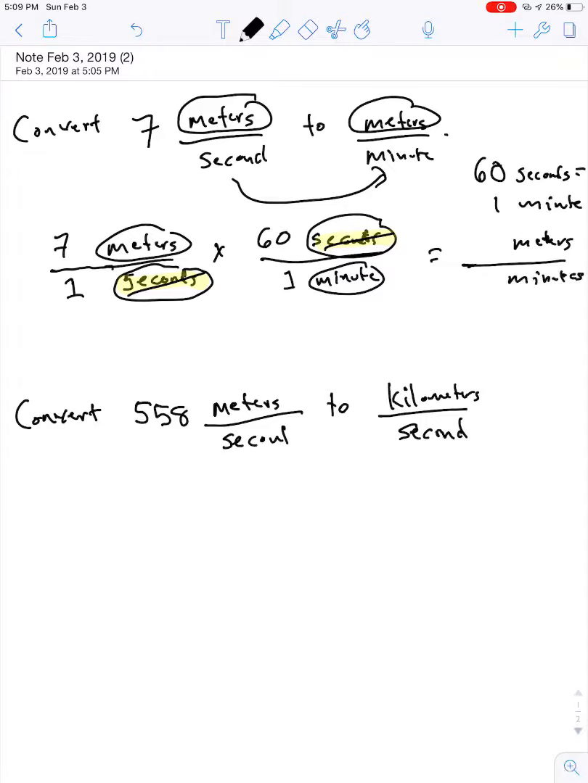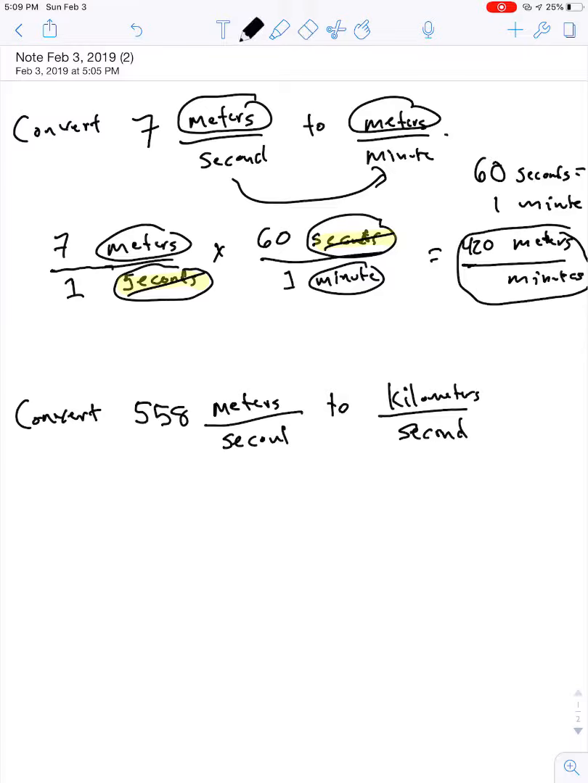Now I just go ahead and multiply the numbers across. I'm left with 7 times 60 up top. 7 times 6 is 42. If we put a 0 on top of that, that would be 7 times 60. It would be 420 meters per 1 minute. And that's my answer. I wanted to convert 7 meters per second to meters per minute. 7 meters per second equals 420 meters per 1 minute, also written just per minute.